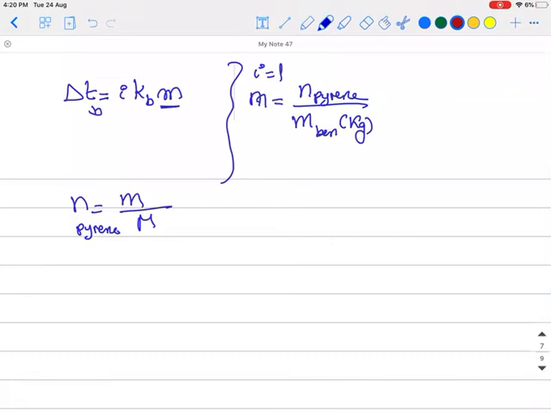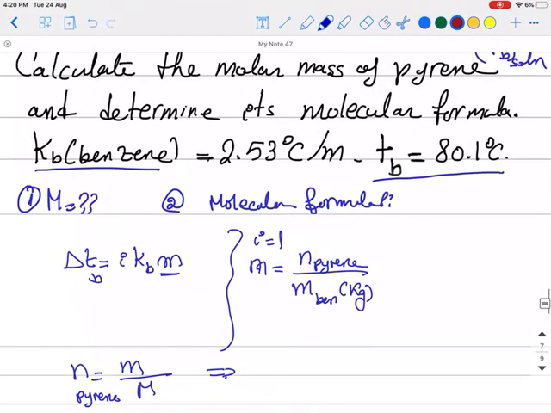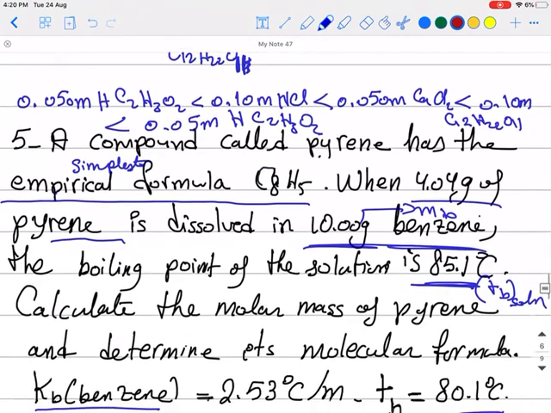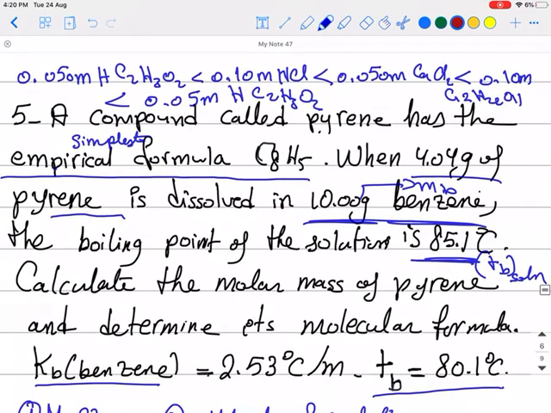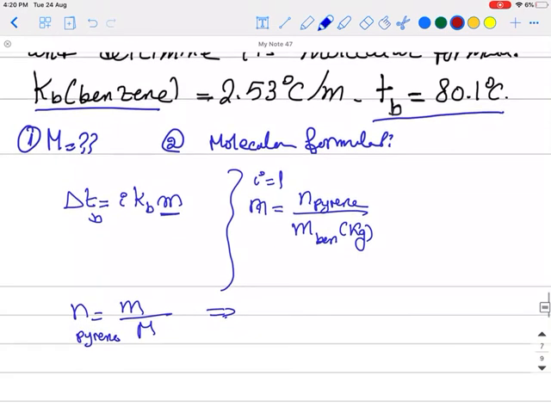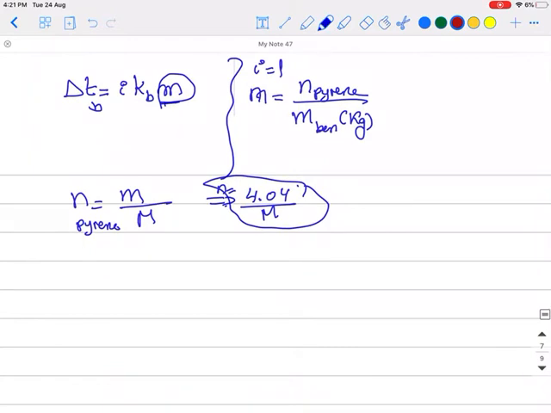Okay, mass is what? Let me recheck. 4.04 gram of pyrene. Okay, so the mass is 4.04. So we write n equals 4.04 over the molar mass. Keep this in your mind. Let me keep the molality alone now, and then I will solve for it.